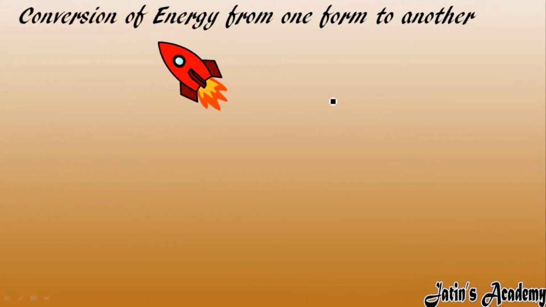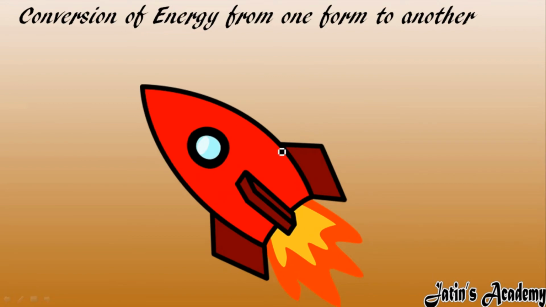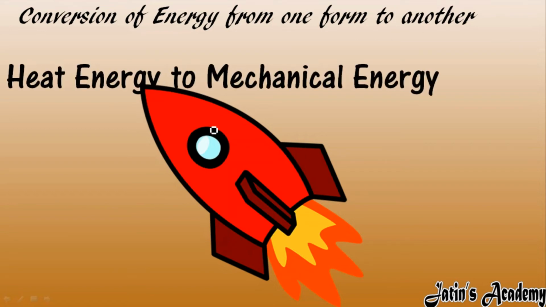Next we have a rocket. In the case of rocket motion, heat is there in the rocket and the rocket is moving. Moving means mechanical energy. So here heat energy is converted into mechanical energy. Burnt gases are there. As the gases are burnt, they release too much heat. When it releases too much heat, it moves in the forward direction. So in the case of rocket motion, heat energy is converted into mechanical energy.